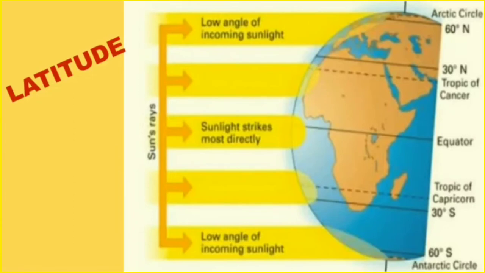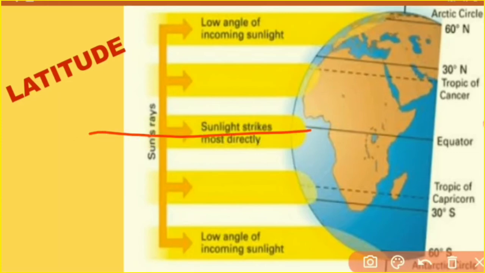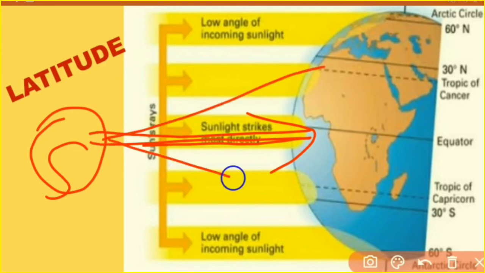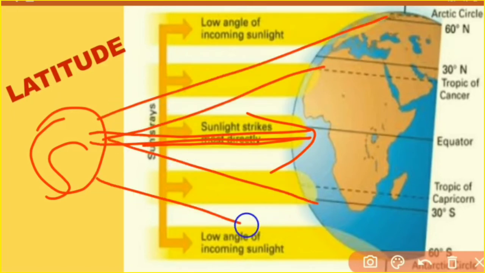First factor, latitude. Latitudes are imaginary lines running on the surface of the Earth, parallel to each other. The shape of the Earth is spherical or geoid, and because of that the angle of incidence of sun rays is not the same everywhere on the Earth's surface. If you see, this is the Sun, and sun rays are reaching directly towards the equator. But as we move towards either the northern or the southern part, sun rays become slanting, and reaching the poles they are almost slant or oblique.